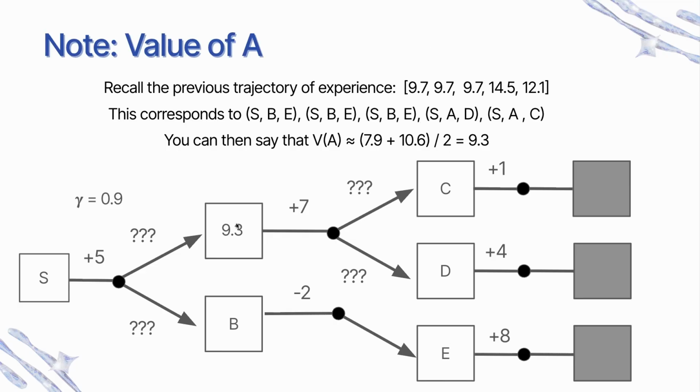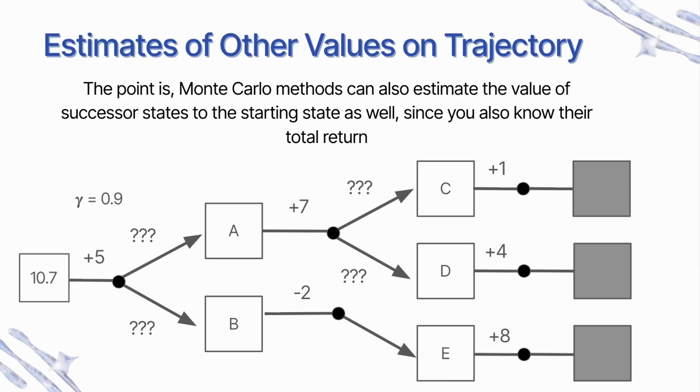Very simple, right? Anytime you encounter this state, you find the total return you get starting from it and you just average it. That makes sense, everyone, right? If you know nothing about Monte Carlo, just imagine it's taking the average, trying things out, taking the average. So the point is, for the Monte Carlo method, you can estimate the value of successor states starting from the starting state as well, since you know their total return. So A in this case.